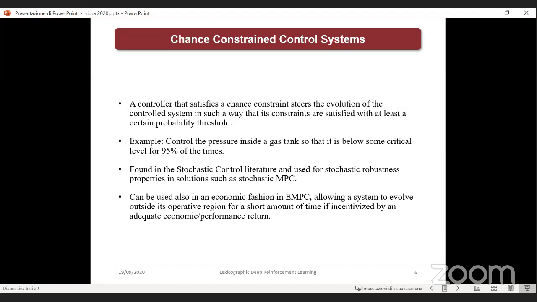Chance constraints are typically found in stochastic control theory and also paired with model predictive control, because one may wish to exploit some stochastic knowledge on the disturbances and characteristics of the system under control in a predictive way. Another application of this kind of constraint is found in economic MPC and the like. In this setting, we may allow our system to evolve outside of its operative region for a short amount of time if the performance or economic payoff is worth it for the controller.